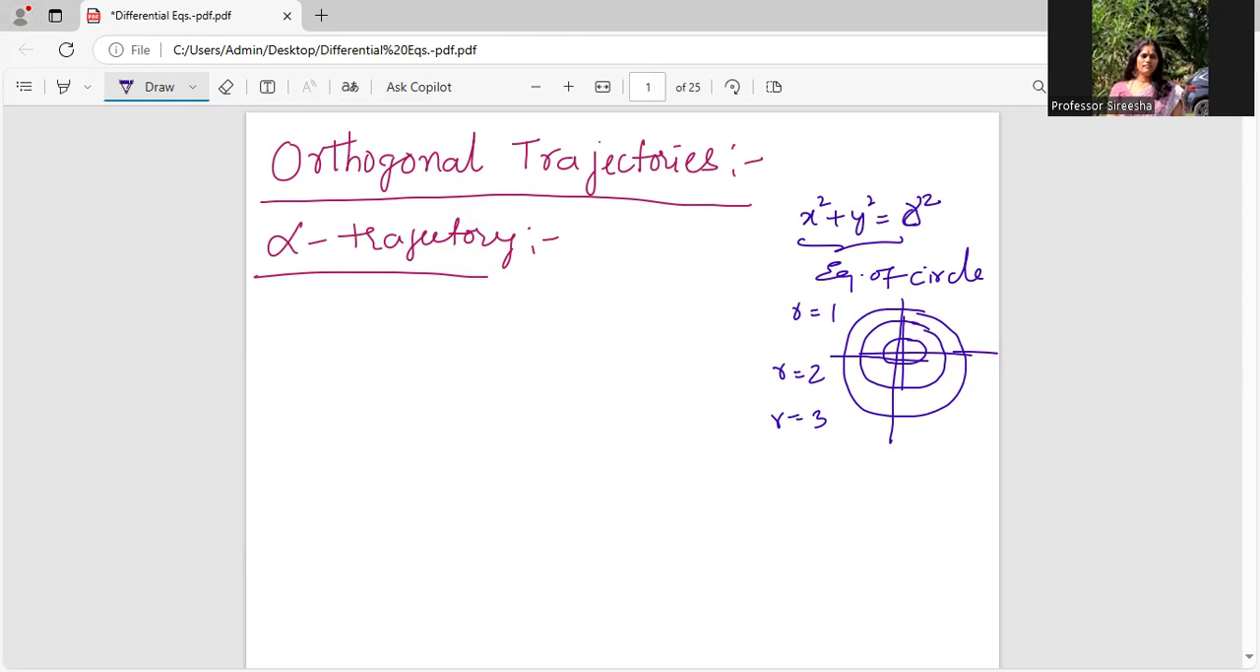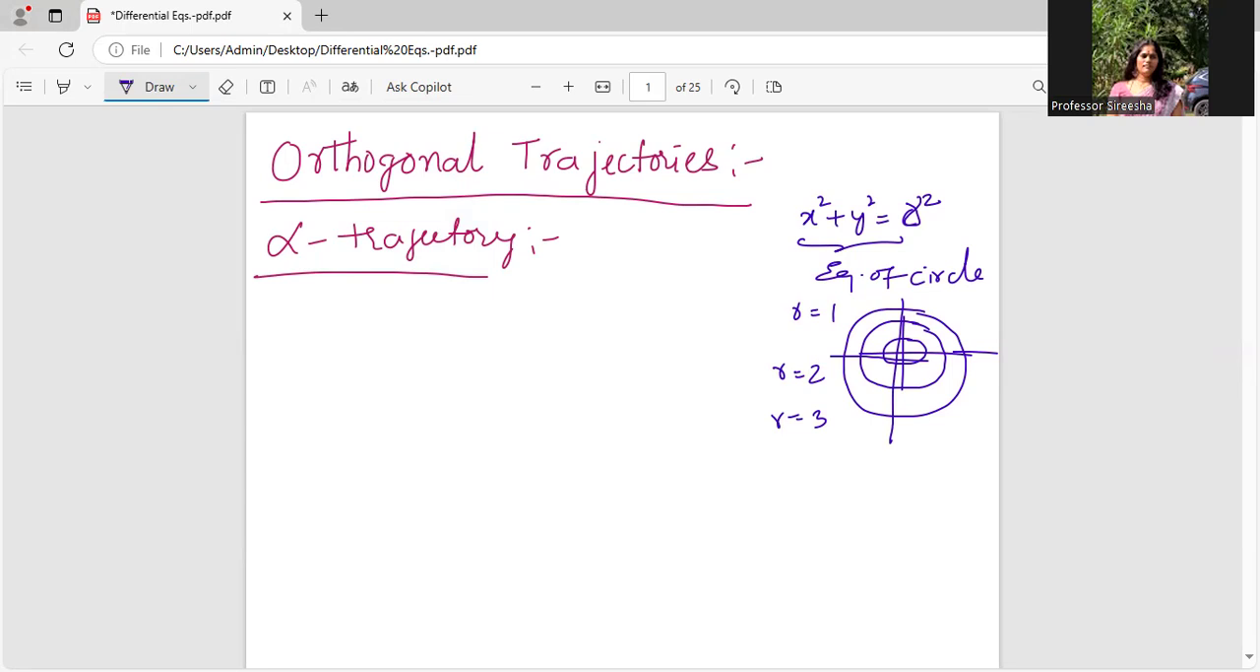Or in other words, here r is the parameter. Varying the parameter, I'll be getting similar types of curves. Here they are basically circles, similar types of curves with different sizes. So this would be called a family of circles.